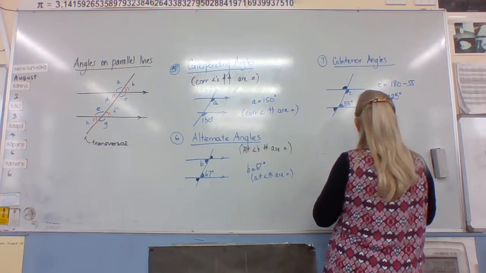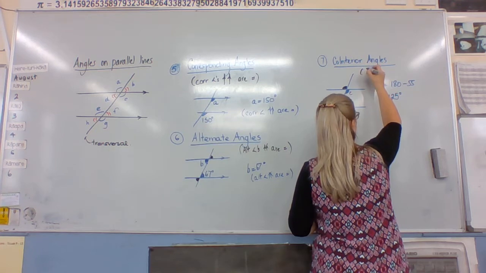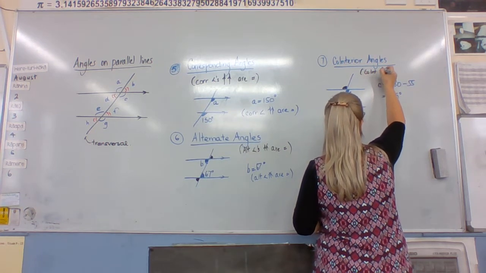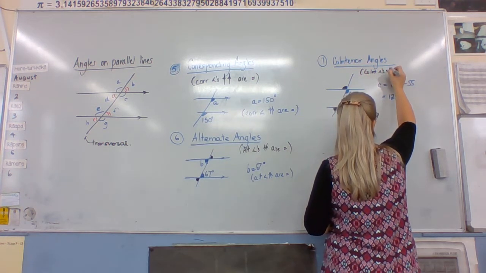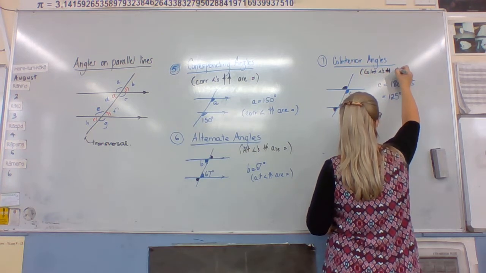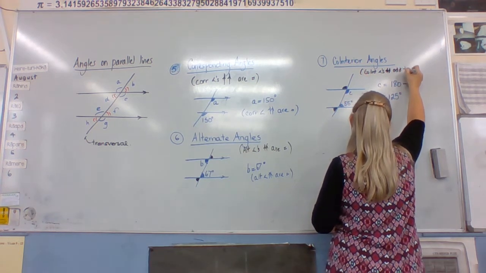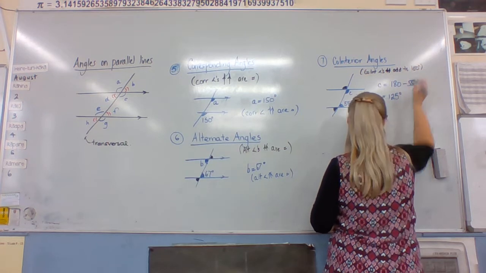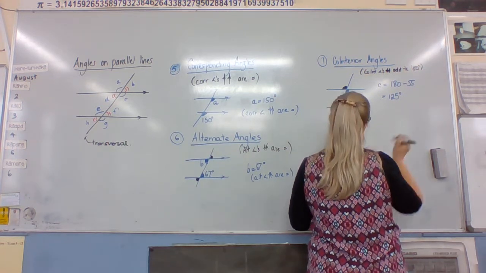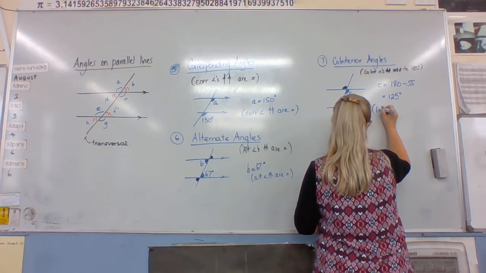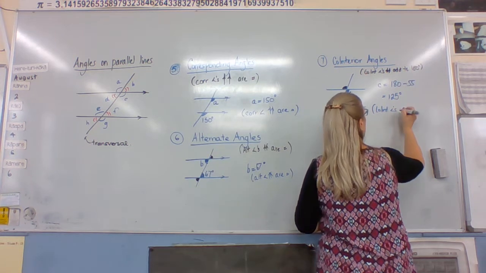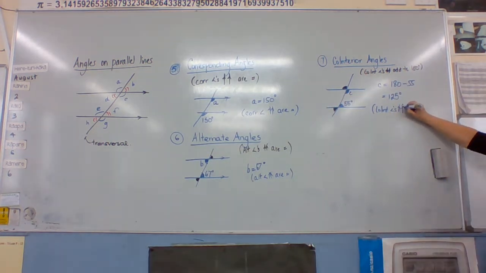And the short reason, co-interior angles on parallel lines add to 180 degrees. So I need to write it after this as well. Co-interior angles on parallel lines add to 180 degrees. All right, so those are our three new rules.